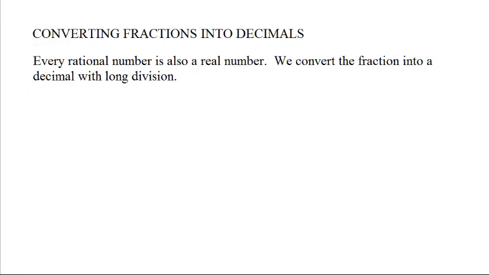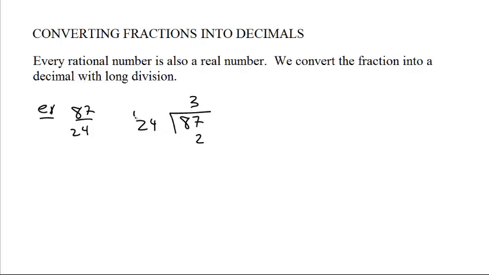Converting fractions into decimals. Every rational number is also a real number, and we can convert a fraction into a decimal with long division. For example, let's say we have 87/24. What is this? We do long division. That is 87 divided by 24. And let's see, 2 24s is a little under 50, 3 is a little under 75, 3 looks good.